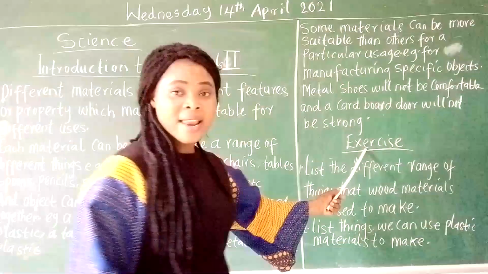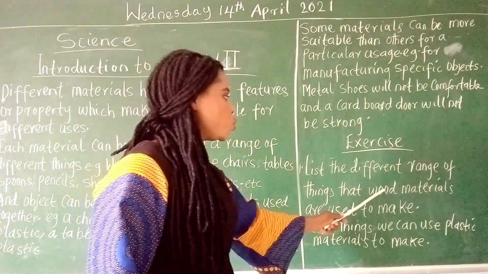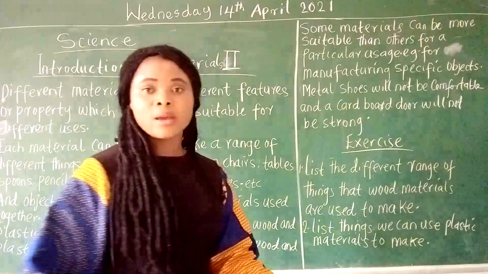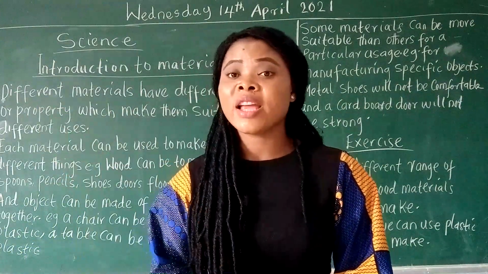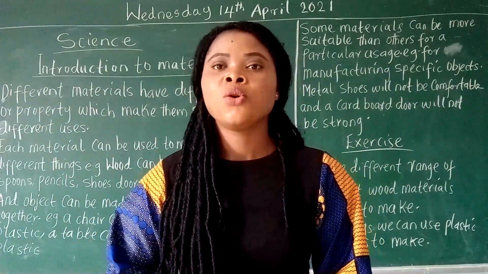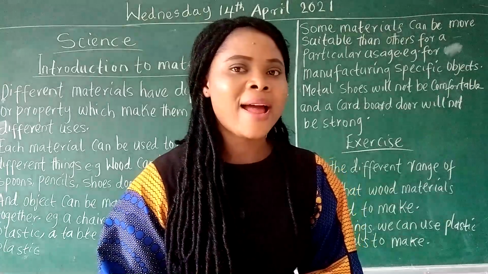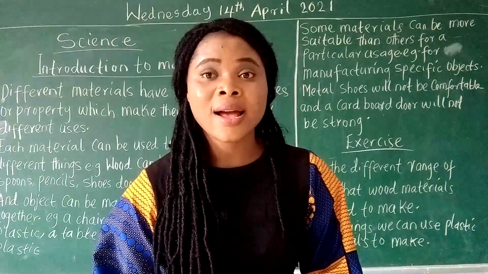Usage. So we have an exercise here. List the different range of things that wood materials are used to make. What are those different range of things that wood materials are used to make? Miguel Angel, give me one. Pencil, good. What about you, Nicolas? Table. Angela, chairs. Anacleto, spoons.